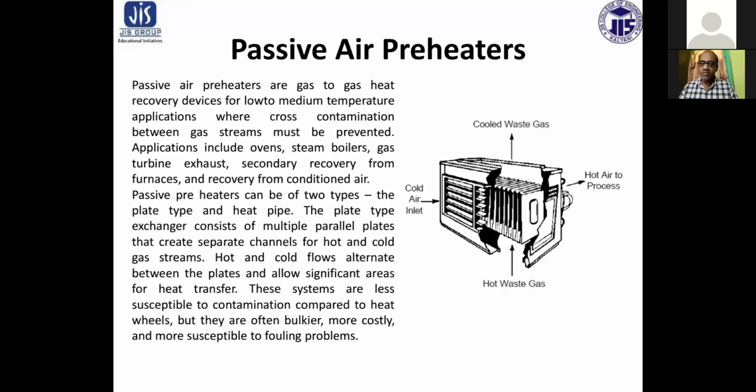Earlier we discussed heat wheels. The major disadvantage of heat wheels is that some contaminants from the hot gases may go through into the processed air. In the case of the passive air preheater, that can be eliminated.